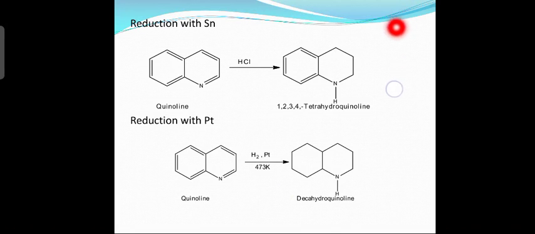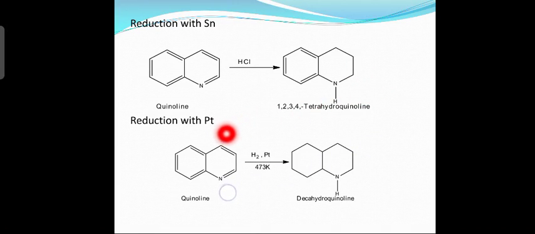Next is the reaction with tin. Quinoline reacts with tin in the presence of HCl to give 1, 2, 3, 4 tetrahydroquinoline. That means here the double bond breaks. Here also the double bond breaks. So then a CH2 group is formed. CH was already there, whereas here it becomes CH2, CH2, CH2. And then this bond also breaks and nitrogen will acquire 1 hydrogen atom, valency 3. So 1, 2, 3, 4, 4 places we have hydrogen.